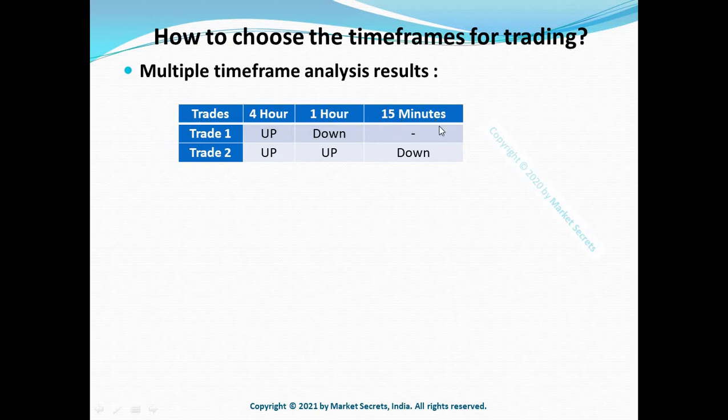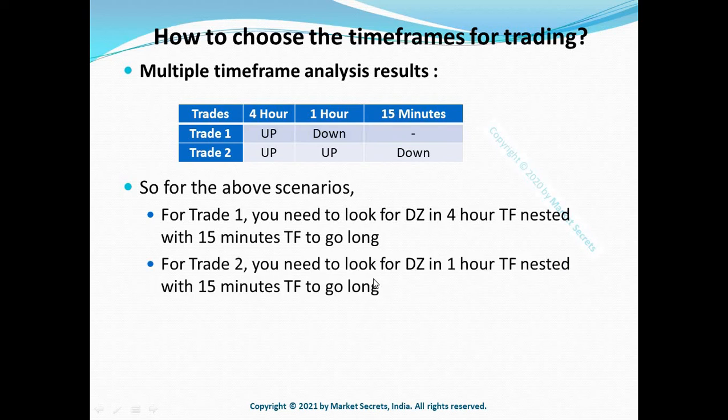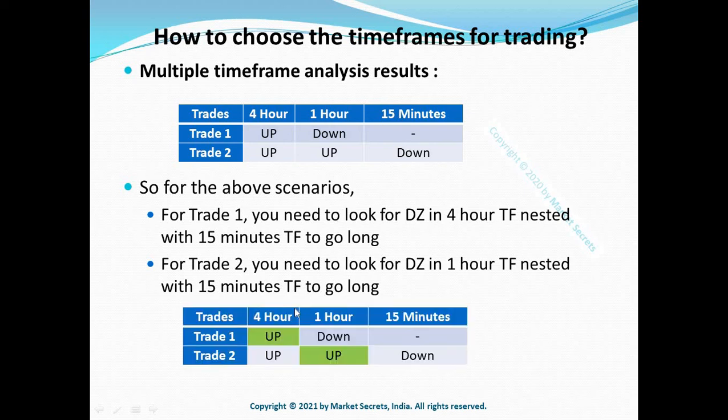So in simple terms, for these two scenarios, for trade 1, you need to look for the demand zone at the 4-hour time frame, which is nested with the 15-minute time frame, to go long. And for trade 2, you need to look for the demand zone in the 1-hour time frame nested with the 15-minute time frame to go long. So the updated table would look like this.